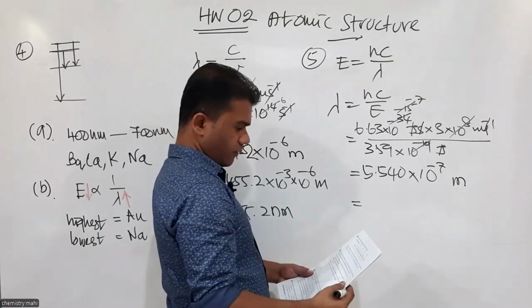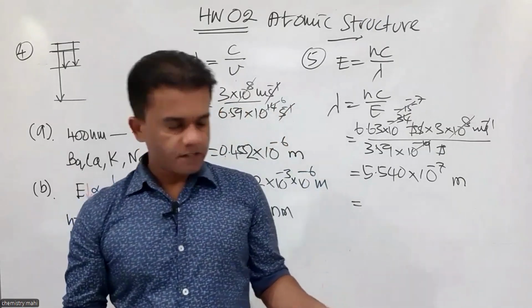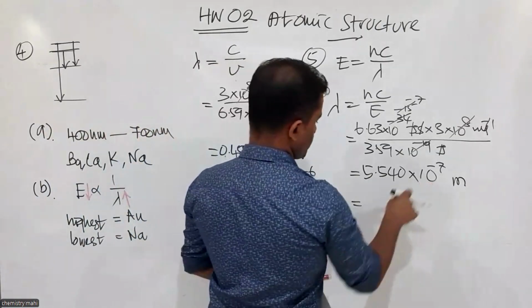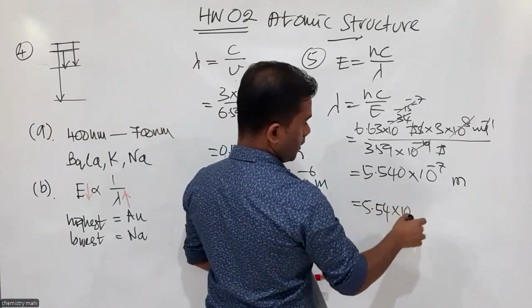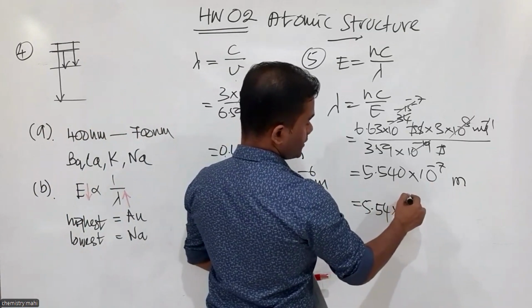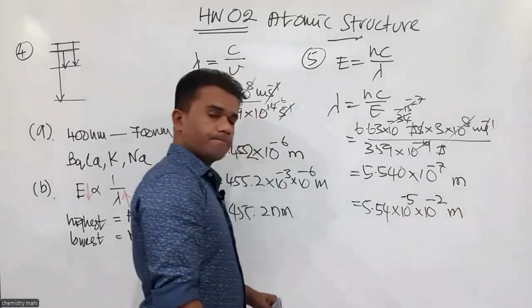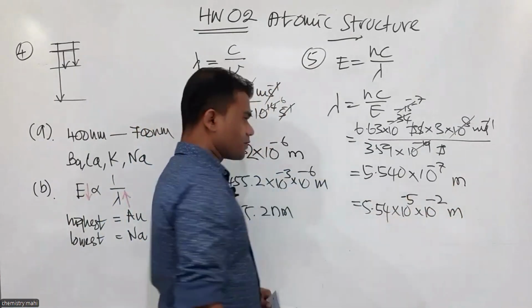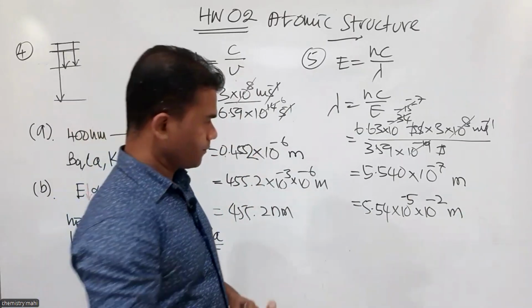But the wavelength in the diagram is given in centimeter. Centimeter is 10 to the power of minus 2, right? Then I write it like this: 5.54 times 10 to the power of minus 5, taking minus 5 out, times 10 to the power of minus 2 meter. Did I make any mistake here? No. I just break down 10 to the power of minus 7 into minus 5 and minus 2.